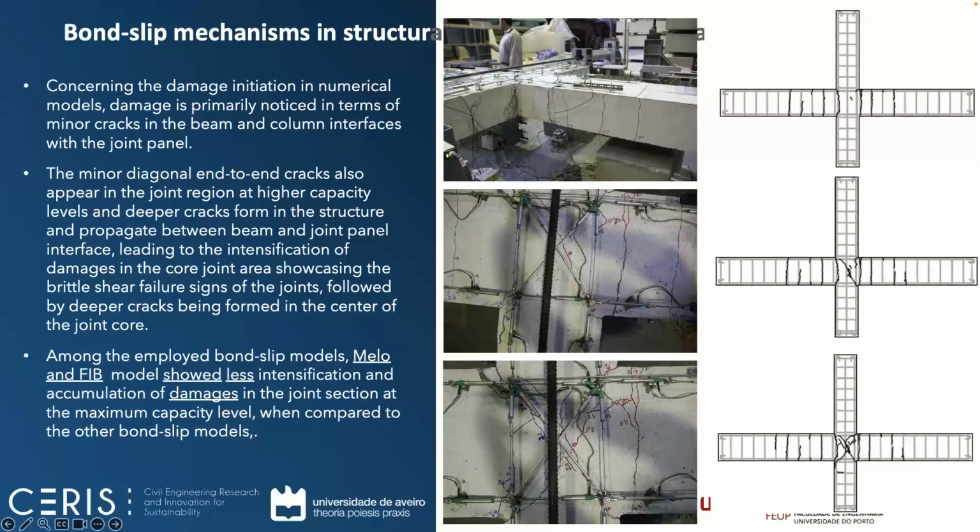To conclude, I would say that concerning the damage, in all the models, or in most of the models, we can have the damage mainly with minor cracks in the beams and in the beam column interface with the joint panel, which is good. It means that the models are able to represent the damage that we observe, and the minor diagonal cracks that appear inside the node, and the failure in the end seems to be a good representation when we compare the numerical models with experimental ones. Among the models employed, the Mellow and the FIB were the ones that show less damage, but of course they have, like we saw in the cyclic analysis, the lower capacity, the lower strength, so this is related with that.